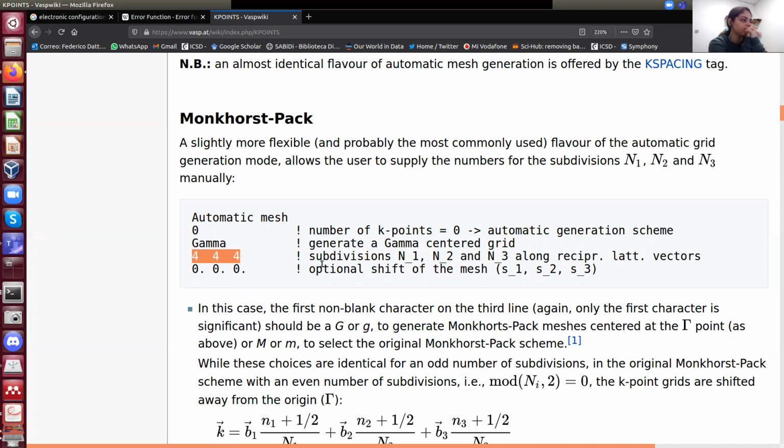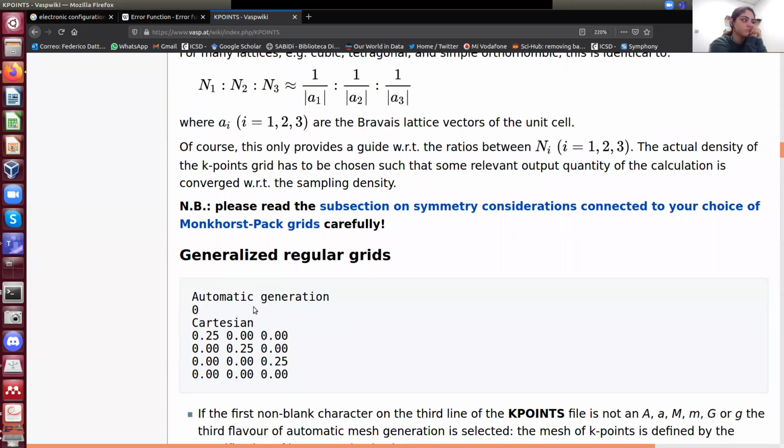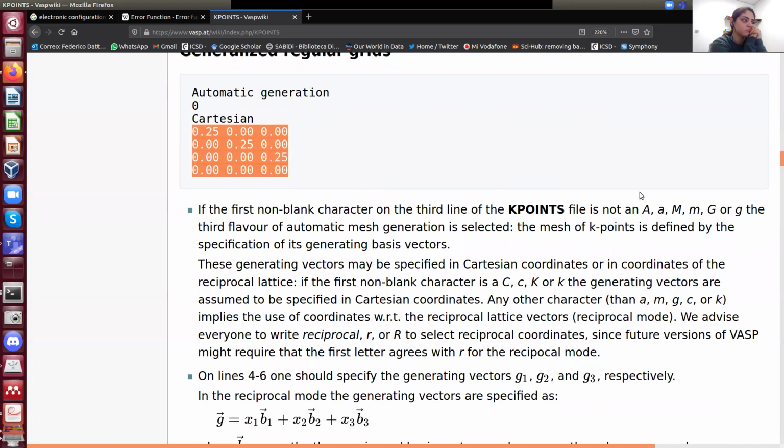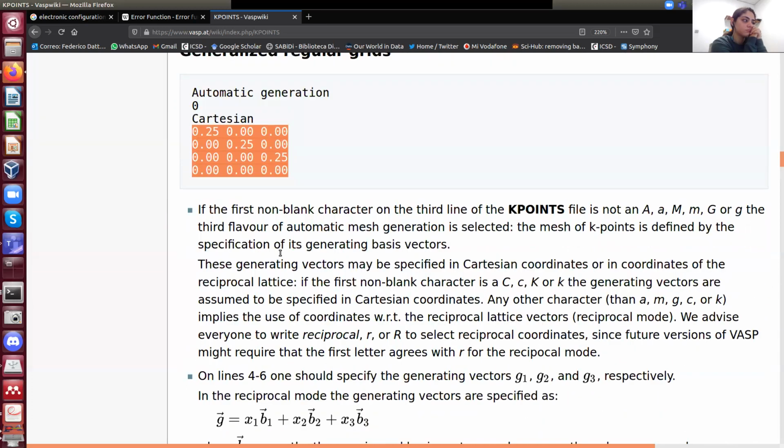So I don't understand, I don't understand what that means. Why in this case are the key points presented in this form? Because these are the Cartesian coordinates of your system, and the other one is like a division of the reciprocal lattice vectors. Maybe, but on the right first, okay.